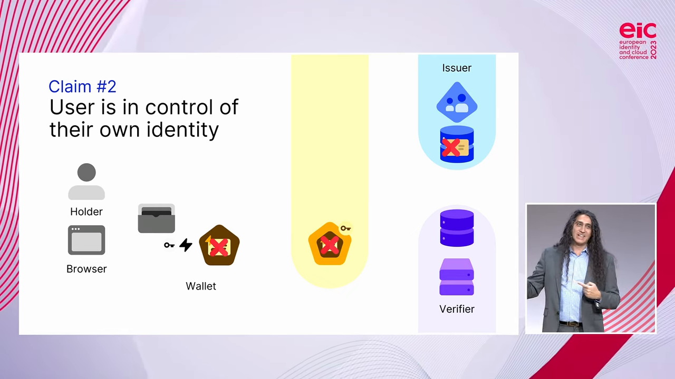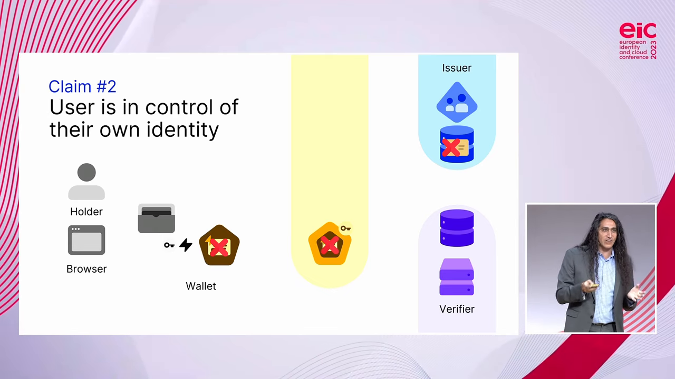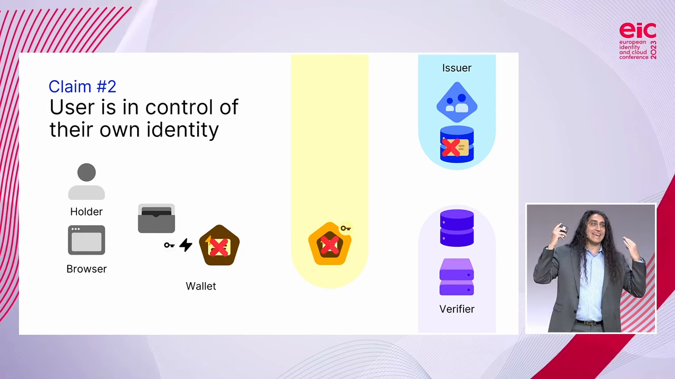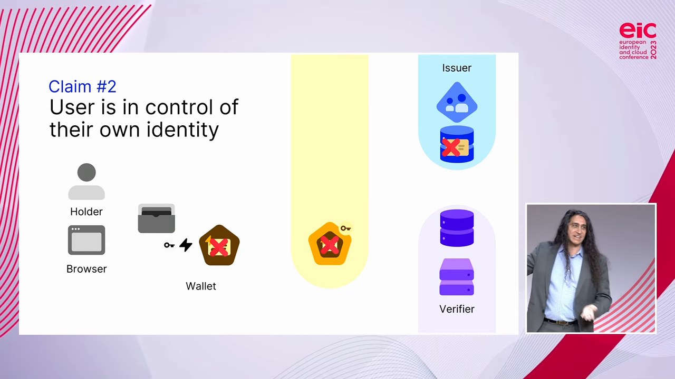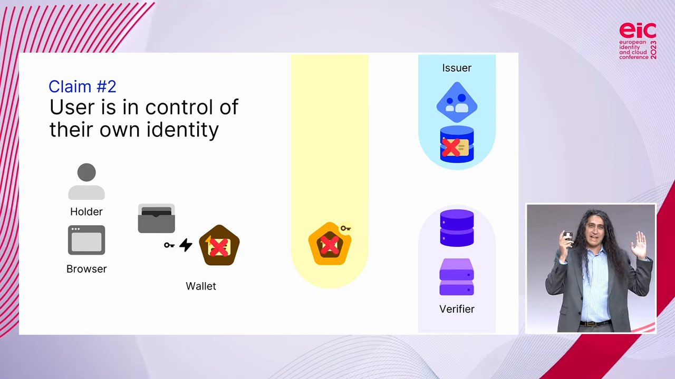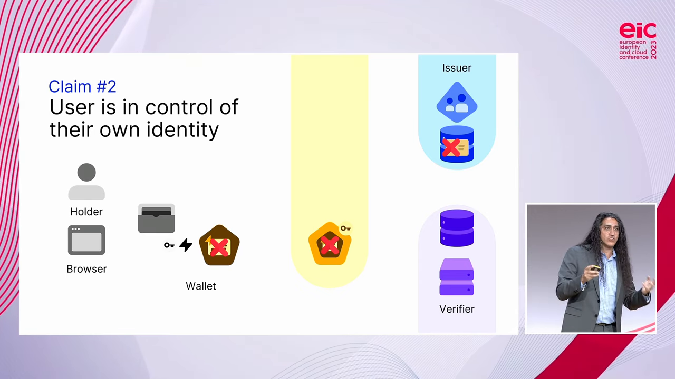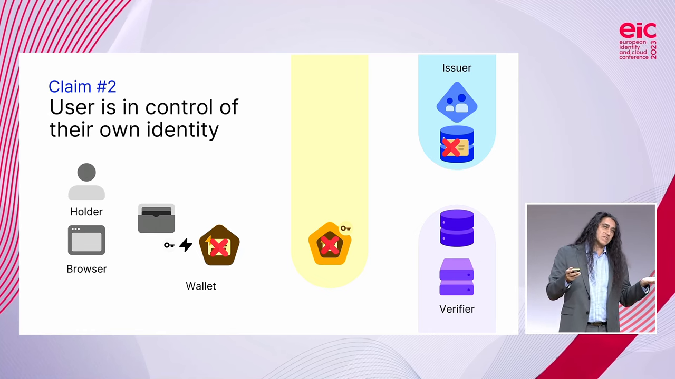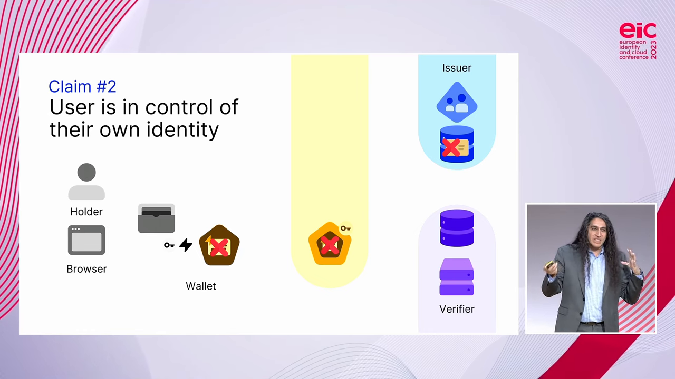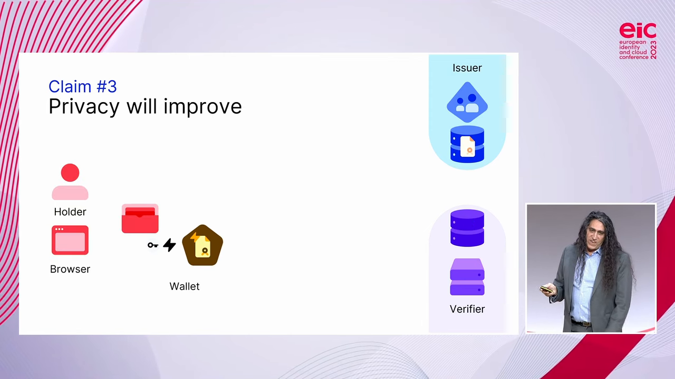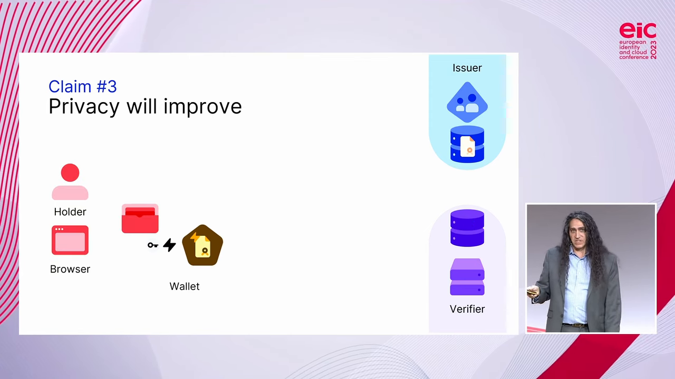And so here, the solution is not technology. The solution here is law. You need to make it illegal for the verifier to save things that are not germane to the business that they are conducting. But it's not a technology problem. So, user is in control? A bit. Like, with identity provider, yes. And then finally, privacy will improve is another huge one.